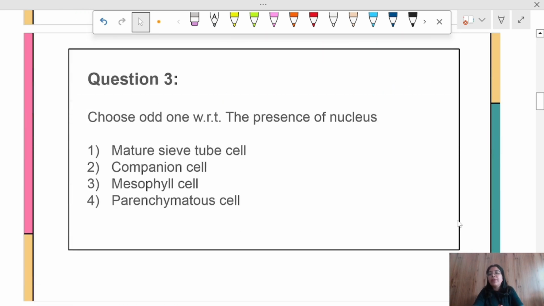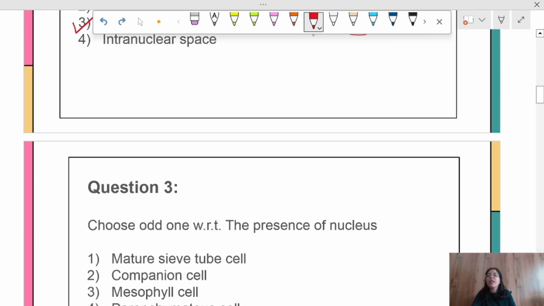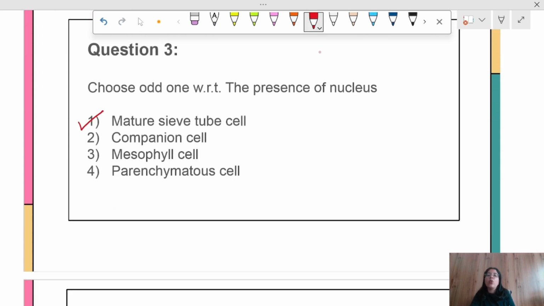Okay, then question 3. Choose the odd one with respect to presence of nucleus. Companion cells, do they have any nucleus? Yes. Mesophyll cells, do they have any nucleus? Yes. Parenchyma cells have nucleus? Yes. But what about mature sieve tube cell? Do they have any kind of nucleus? No. They are devoid of nucleus at maturity, right? Fine. Mature sieve tube cells. Even RBCs. In animals, RBCs are those cells which don't have any nucleus at maturity.